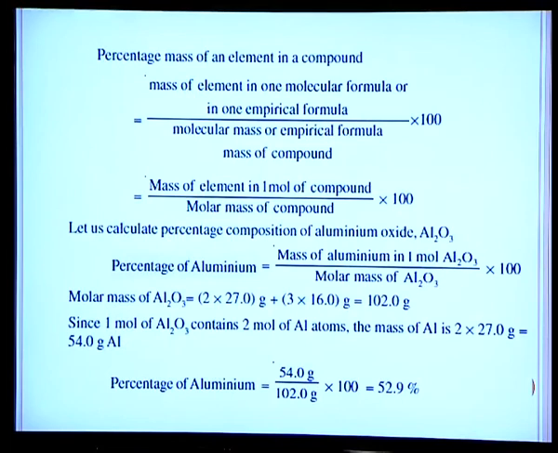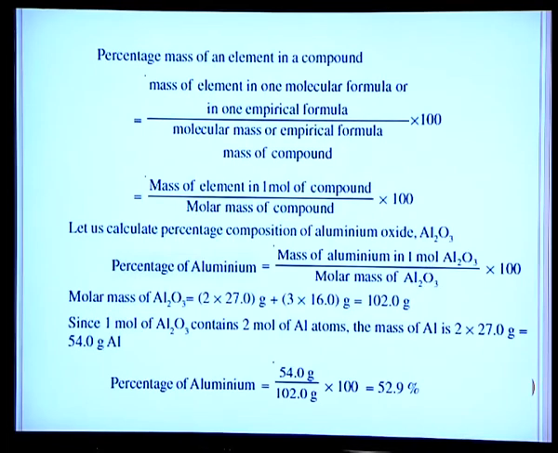Let's calculate the percentage composition of aluminium oxide. Percentage of aluminium is the mass of aluminium in 1 mole of aluminium oxide divided by the molar mass of Al2O3, into 100. The molar mass of Al2O3 comes out to be 102, that is, 2 aluminium, 2 into 27, and 3 oxygen, 3 into 16, that is 48. Combine them together, you will get 102. Since 1 mole of Al2O3 contains 2 moles of aluminium atoms, the mass of aluminium is 2 into 27, that is 54 gram aluminium.